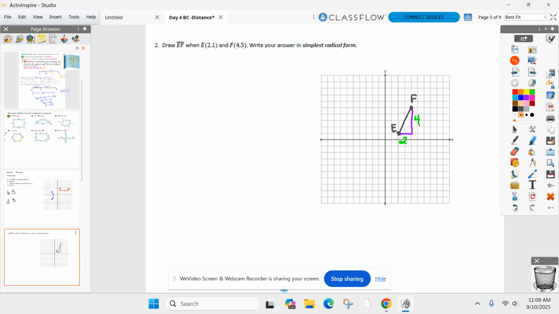Now you have enough information to use Pythagorean theorem, which will find you the length of your line segment. We've been talking about Pythagorean theorem. What is it? Anybody? What do we got here? What is it there, Max? A squared plus B squared is C squared.